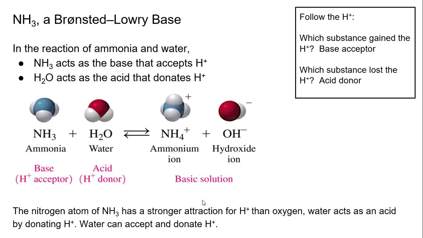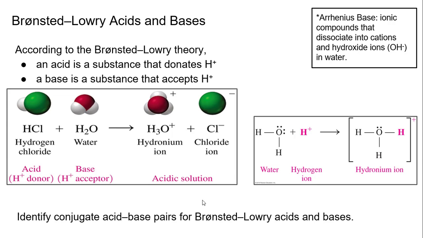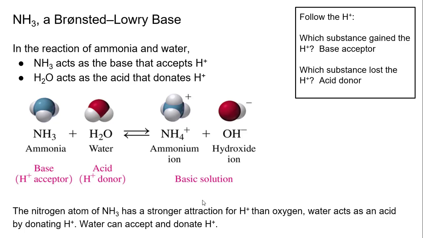Now we're looking at a reversible reaction, a reaction of ammonia and water, and we can see that we have ammonia, and that's going to act as a base. And water now is going to act like an acid, where it was a base in the previous reaction. Ammonia has a stronger attraction for that proton, the hydrogen ion, than the water does. So this ends up having ammonia, it's a basic solution, but it ends up having ammonium ion and hydroxide ion.